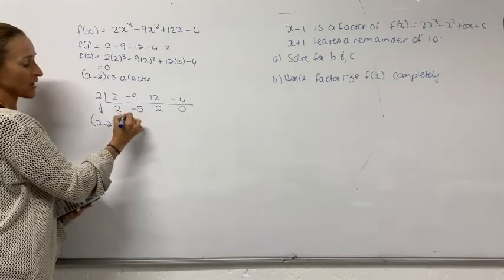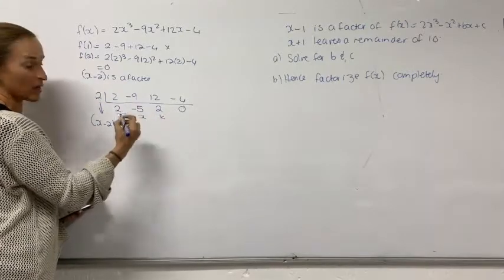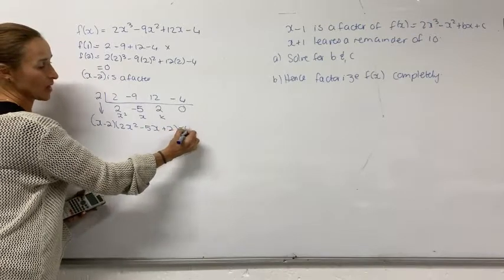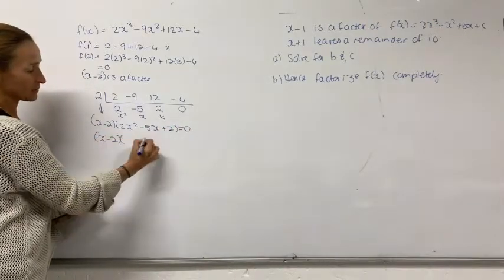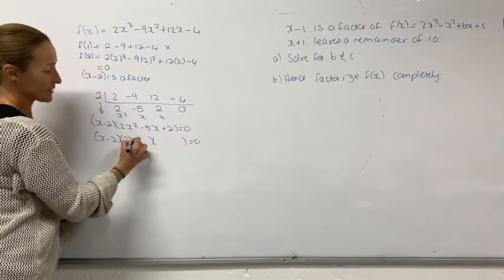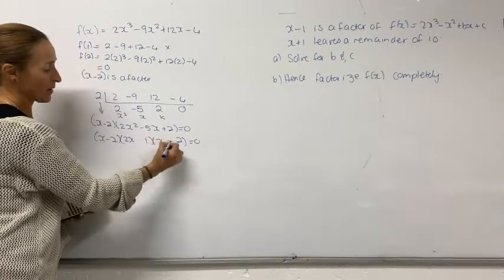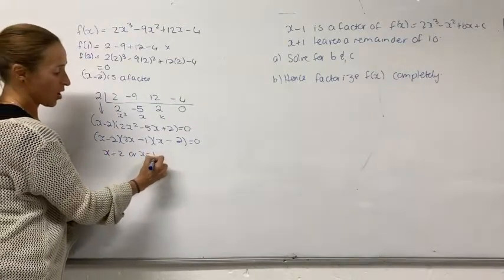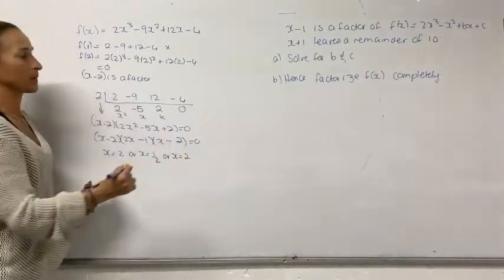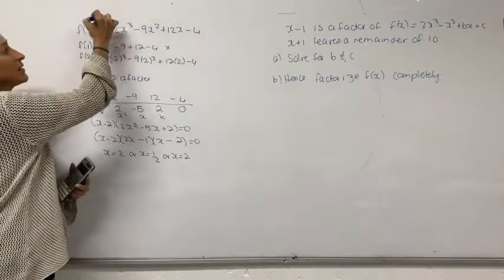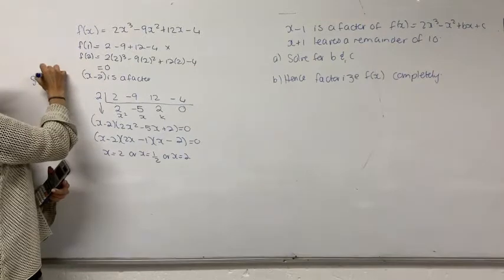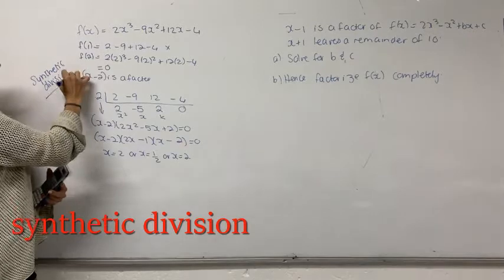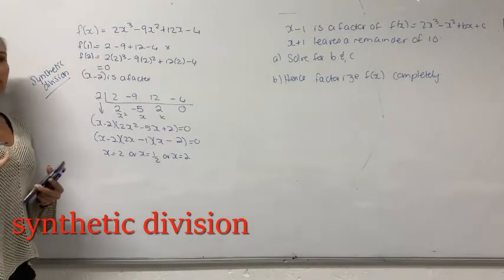This is your coefficient of x squared, x, and constant of a trinomial. So it will be 2x squared minus 5x plus 2. We then factorize that. So it's 2x and x, and 2 and 1, and you can say x equals 2 or x equals a half or x equals 2. That is basically synthetic division. Okay, and you'll use that whenever you are factorizing a cubic.